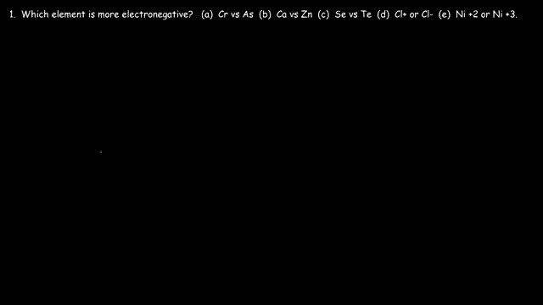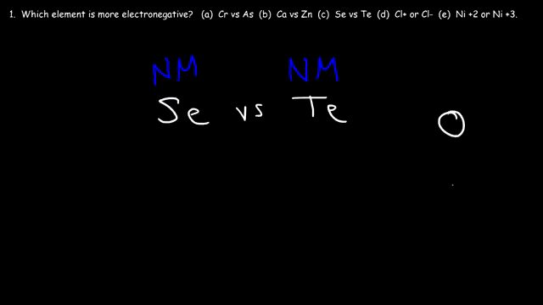Now let's move on to part C. Let's compare selenium and tellurium. Which one is more electronegative? Now both of these elements are nonmetals. In fact, they're chalcogens. So you have oxygen, sulfur, selenium, and Te.